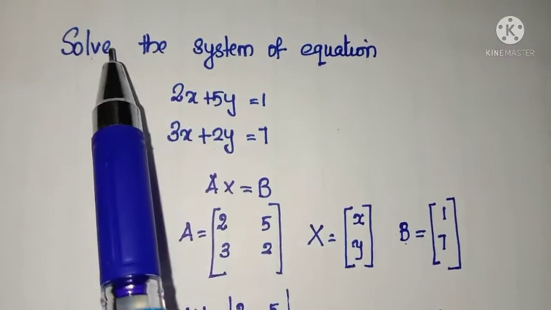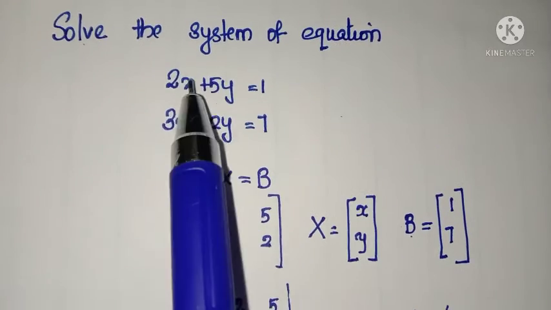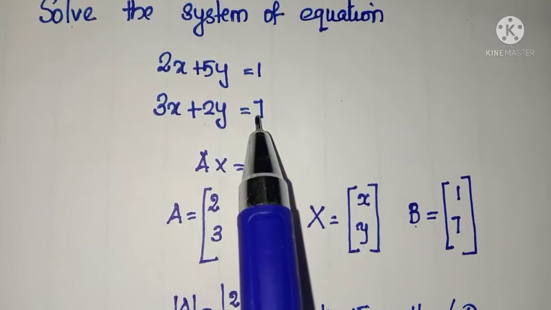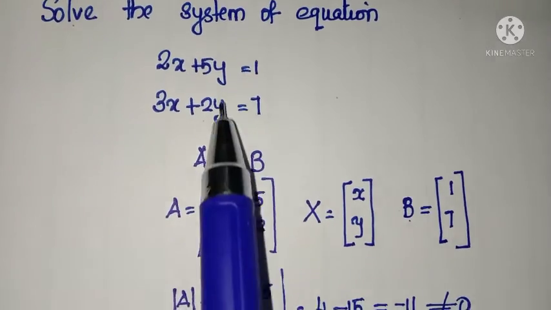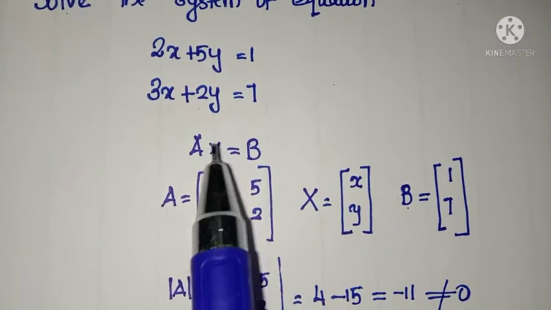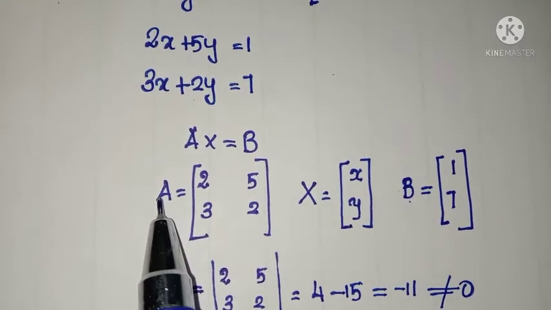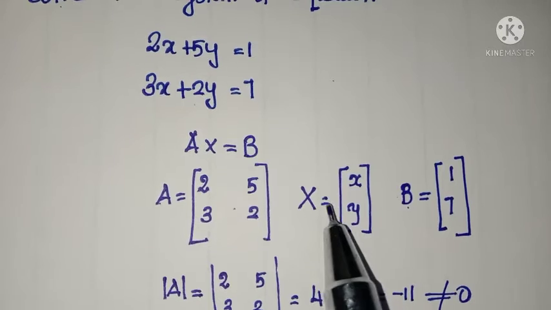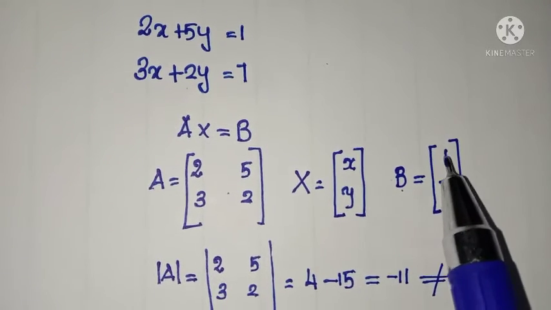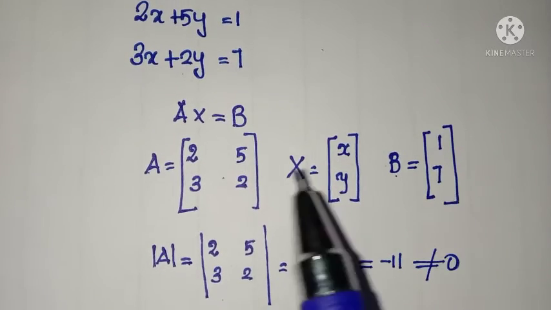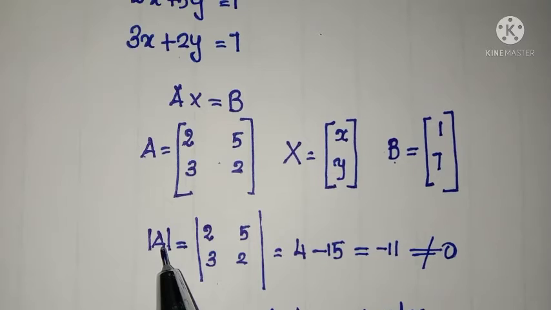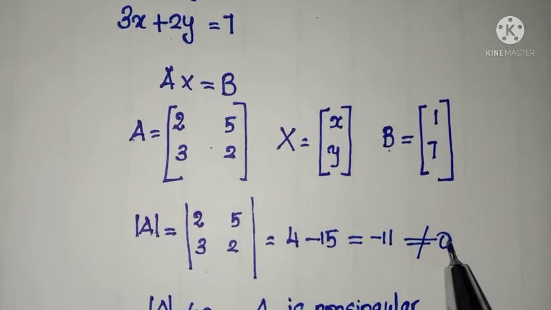Let's see this example. Solve the system of equations 2x plus 5y equal to 1, 3x plus 2y equal to 7. First you have to express this system of equations in the form AX equal to B, where A is the coefficient matrix, X is the variable column matrix, B is the constant column matrix. Next we want to see its determinant. We can see determinant A is not equal to 0.